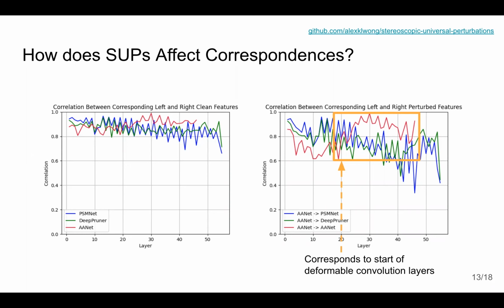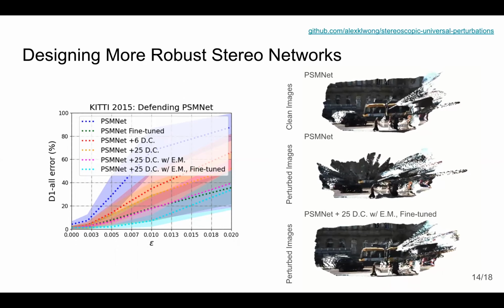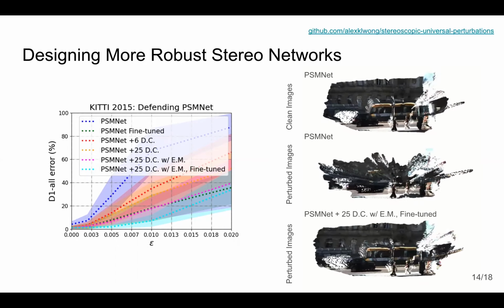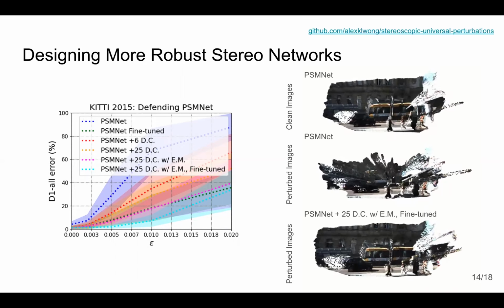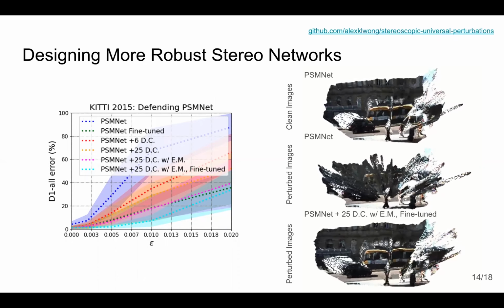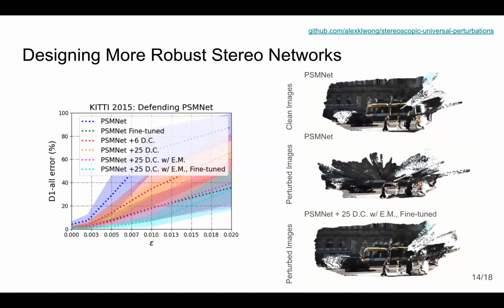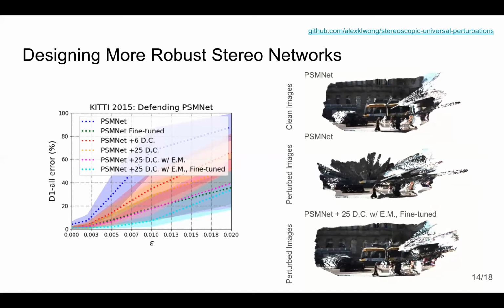It turns out that this curious increase in the correlation coincides with the deformable convolution layers in the network, which motivates the idea of using them as a means to render deep neural networks more robust to SUPs. To test out our hypothesis, we took PSMNet, the least robust method, and replaced its convolutional layers with deformable convolutions. We observed some fascinating results. The more we replaced, the more robust PSMNet became. We conjecture that this is because deformable convolutions predict convolutional offsets based on the input, which in turn allows them to avoid the adversarial signal.